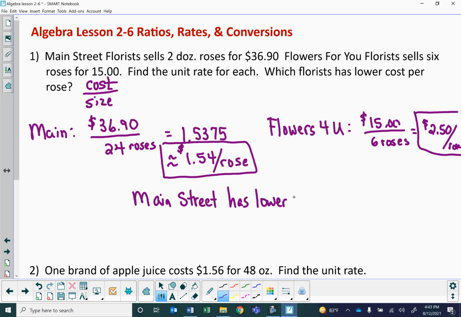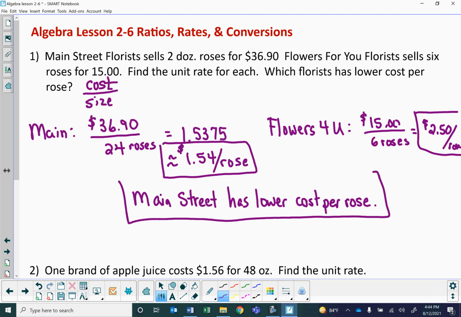Lower cost per rose. Now, if they would have just asked who had the lower cost per rose, you could have just done some simple math and gone, okay, 6 is half a dozen, so if I multiply that by 2, that's a dozen. So if I multiply by 4, that's 2 dozen. So multiply 15 times 4, and that's going to be much greater than $36.90. But they specifically asked for the unit cost, so we had to find the unit cost first here.